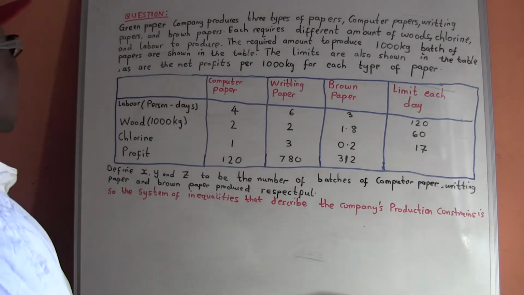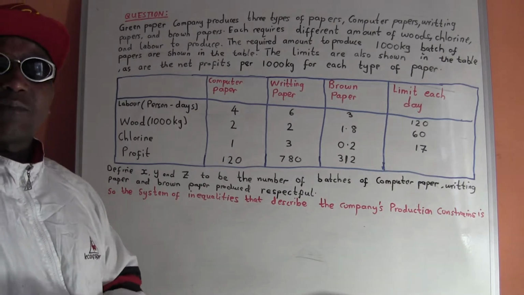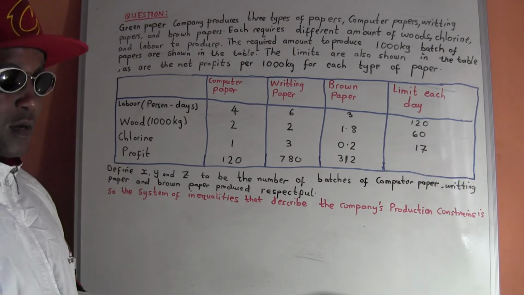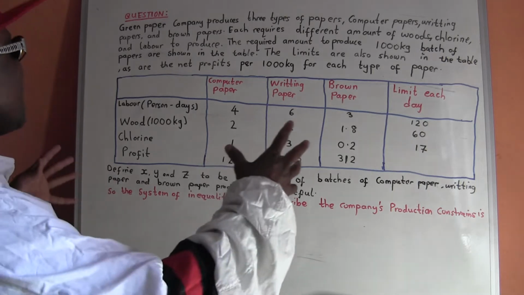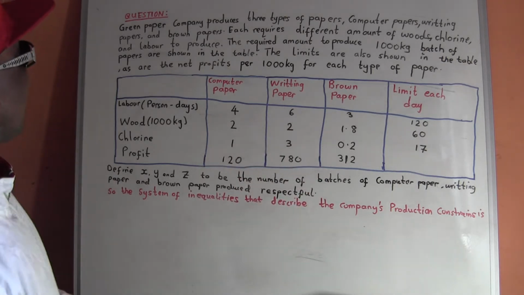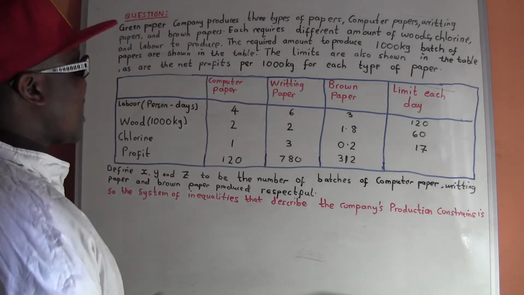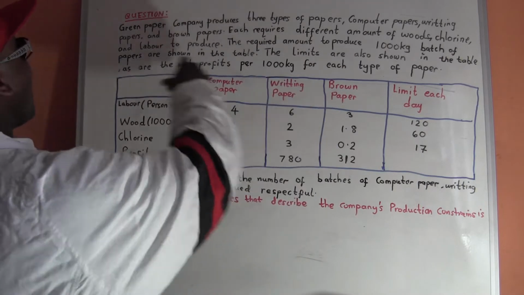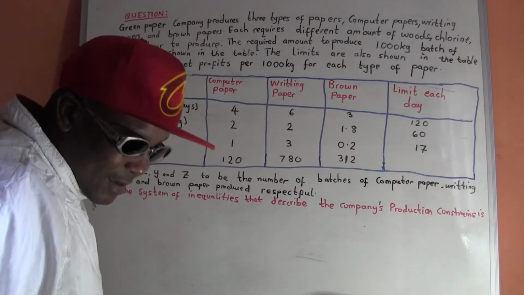So let's get started with the questions. This is more of the constraint questions and how to maximize the profit. Everybody in the company or factory or whatever projects you're doing wants to maximize profits. So this is more of that. A green paper company produces 3 types of paper: computer paper, writing paper, and brown paper, like a brown bag and stuff.